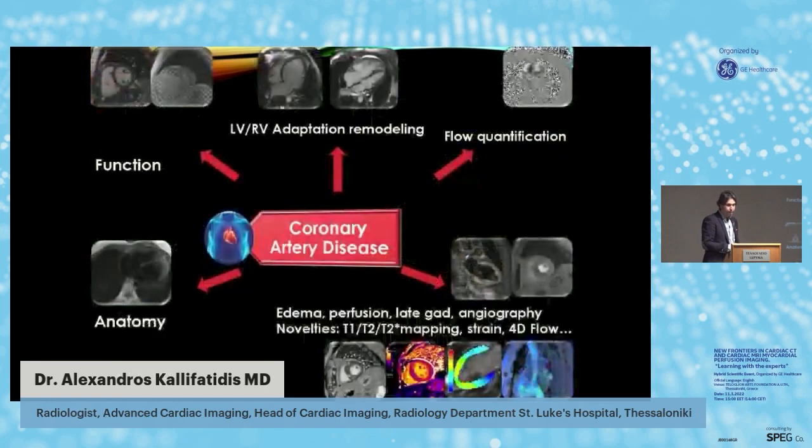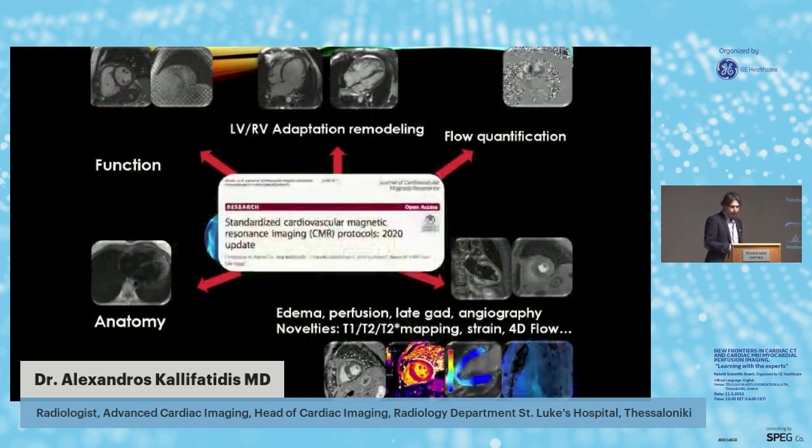And here we can have an overview of all the sequences that we can use in order to assess the anatomy, the function, global and regional. We can see the adaptation and the remodeling of the ventricles. We can calculate the flow. We can see edema, perfusion defects, late enhancement, and we can even calculate strain values and other techniques in order to quantify flow with 4D flow.